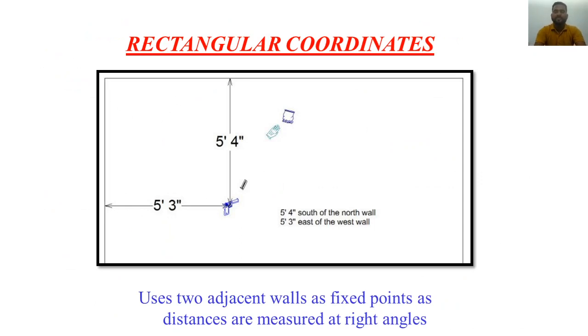So here, as you can see, this is the rectangular coordinates. It uses two adjacent walls as fixed points, as distances are measured at right angles. The rectangular coordinate method is used when measuring the distance to an object from two mutually perpendicular objects, such as walls that meet at a 90-degree angle.